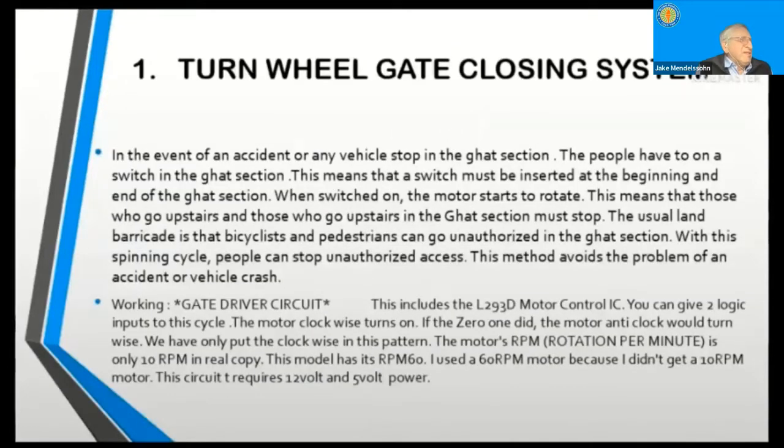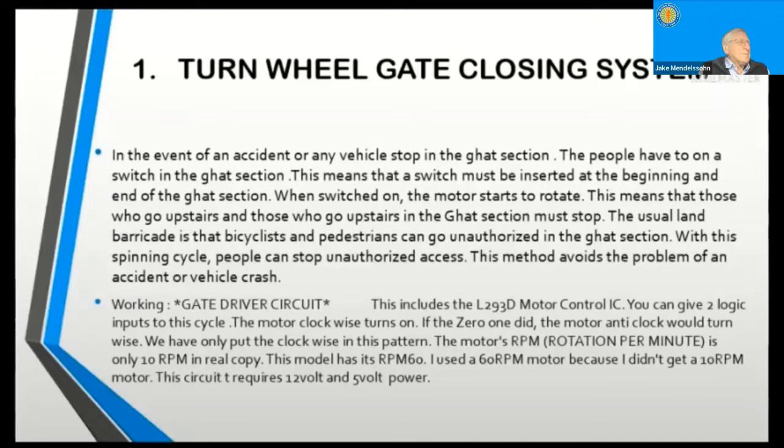Now, first one is turn wheel gate closing system. In the event of an accident or a vehicle stop in the ghat section, the people have to turn on a switch in the ghat section. This means that a switch must be installed at the beginning and end of the ghat section. When the switch is on, the motor starts to rotate. This means that those who go upwards and those who go downwards in the ghat section must stop.